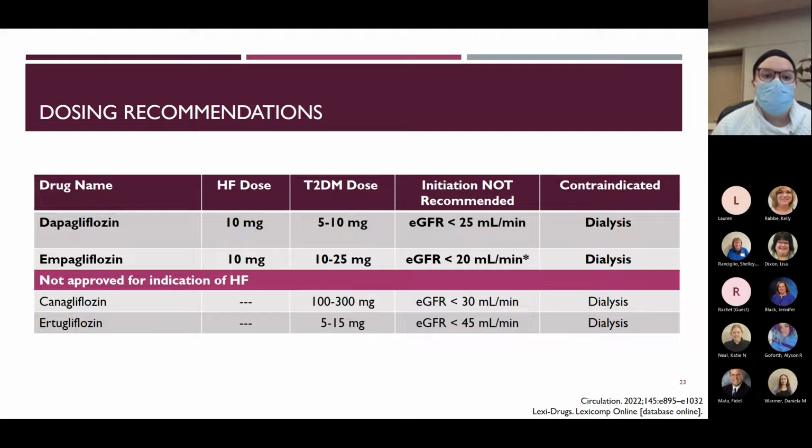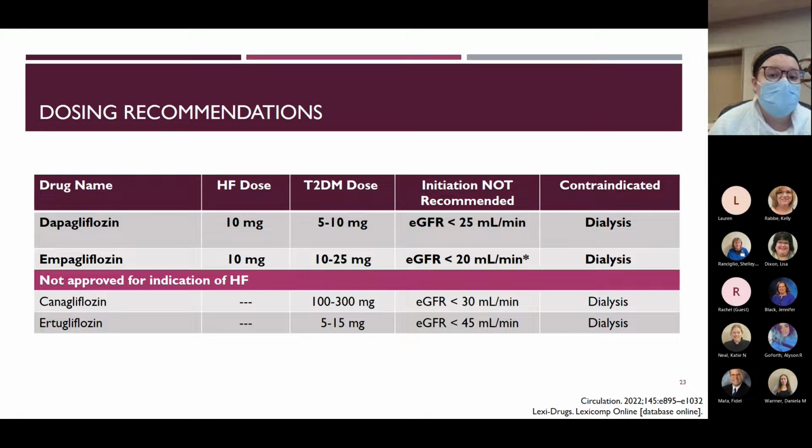For your reference, I have the dosing recommendations of each of the SGLT2s that are available on the market. The top two, dapagliflozin and empagliflozin, are the only two that are indicated in heart failure patients. The other two have not been able to provide data or have not been studied yet in this group of patients, but dapagliflozin and empagliflozin, both, as you've just seen, have trials that have shown that they're beneficial in this patient population.